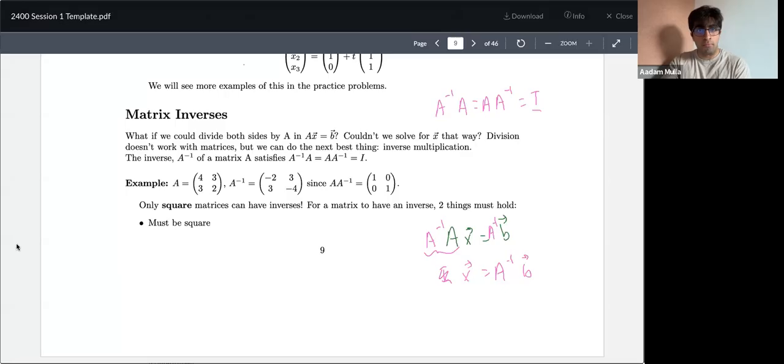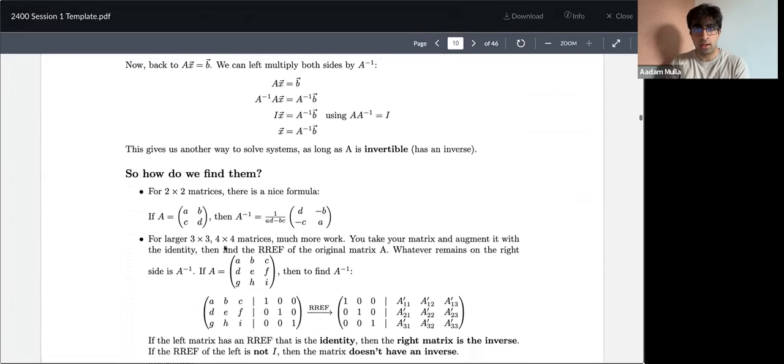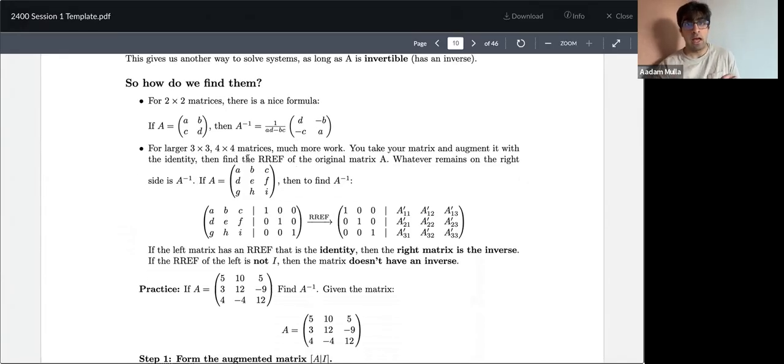The good news is that for 2 by 2s it's very easy. There's an explicit formula. If this is your matrix A, B, C, D, you do 1 over AD minus BC. That has a name, it's called the determinant. We'll talk about it in a little bit. And then you flip A and D and you make B and C negative. This is all fairly straightforward. I'm sure you guys have seen this.